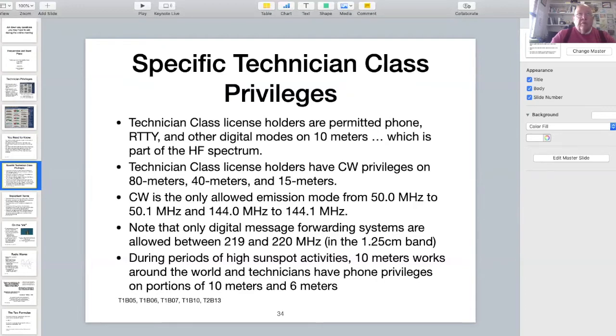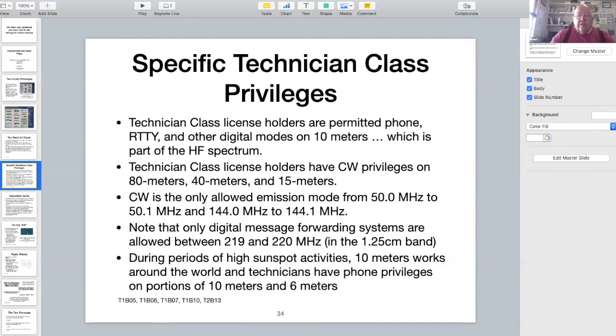You have CW privileges on 80 meters, 40 meters, and 15 meters. There are a couple of frequencies where CW, that's Morse code, is the only allowed emission mode. That's 50.0 to 50.1 megahertz and 144.0 to 144.1 megahertz.